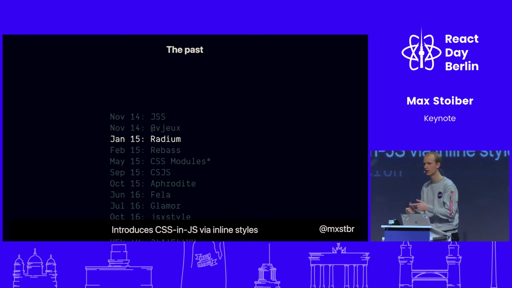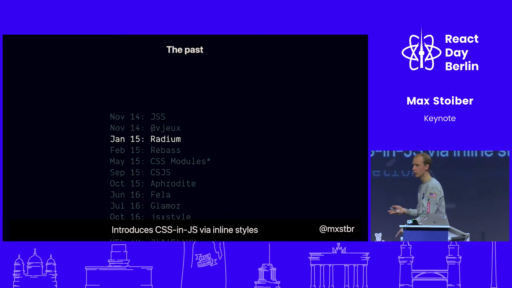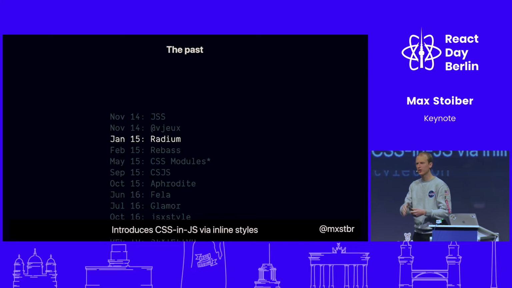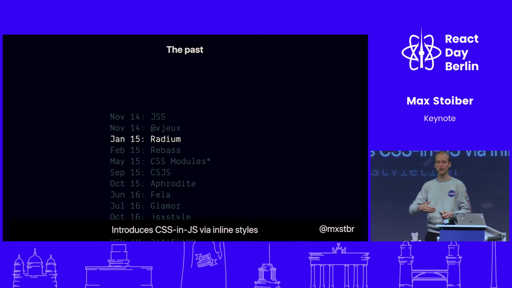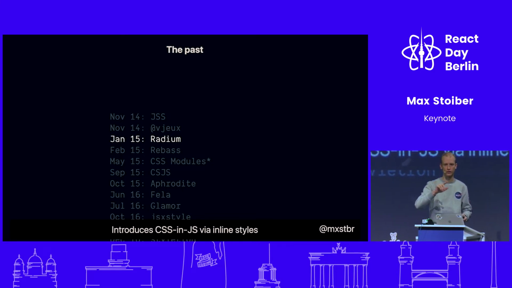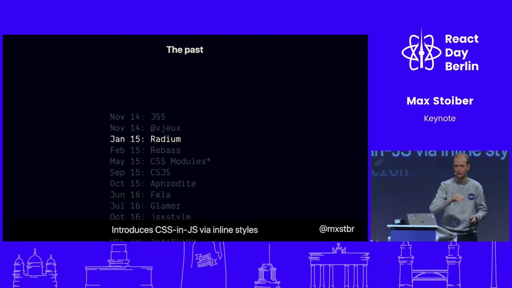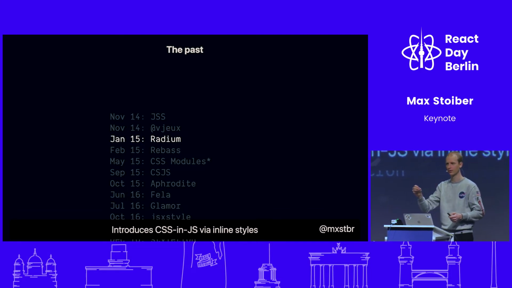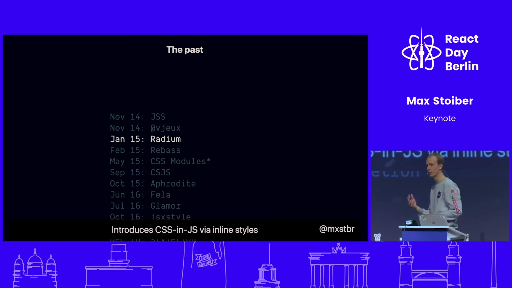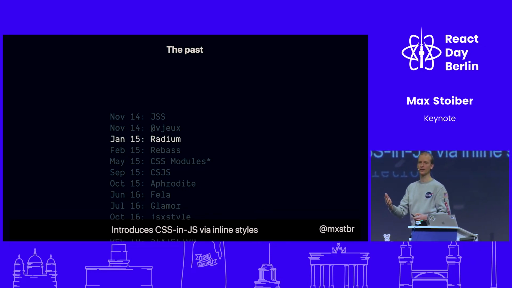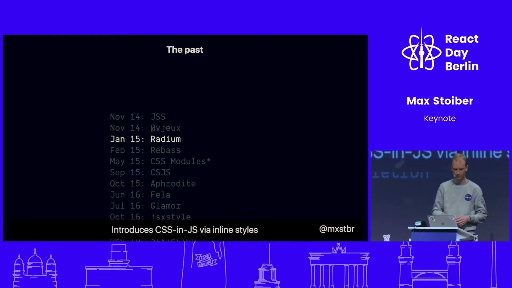You cannot have pseudo-selectors, pseudo-elements, media queries. None of that works. So they tried to hack around it by, for example, pretending that hover works with JavaScript event listeners. So they would listen for mouse over and mouse out and stuff like that and assign the hover styles. But nowadays we know there are better approaches. However, Radium really was the first library to take this concept and make it more popular than it was before.